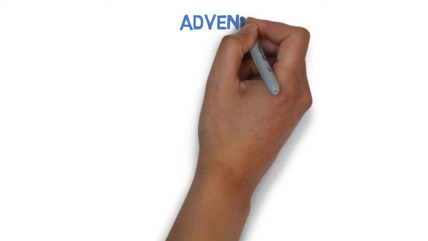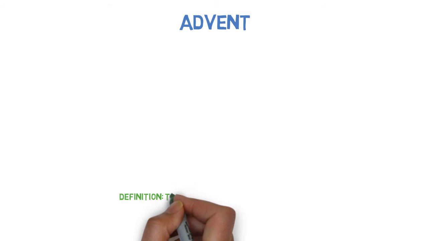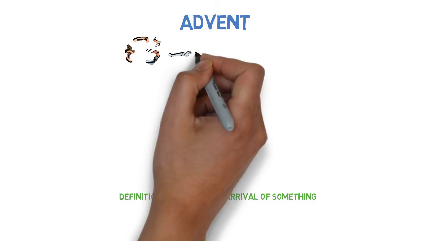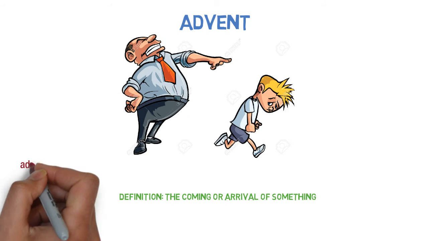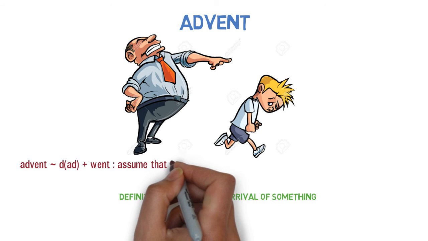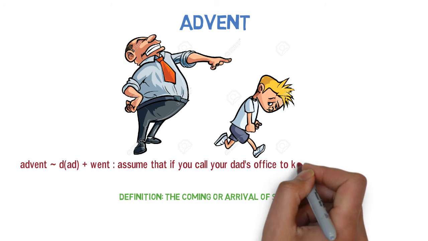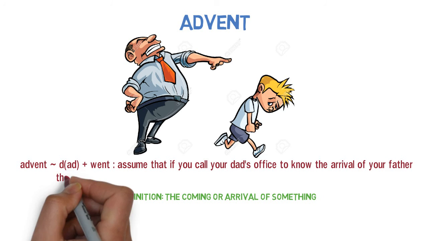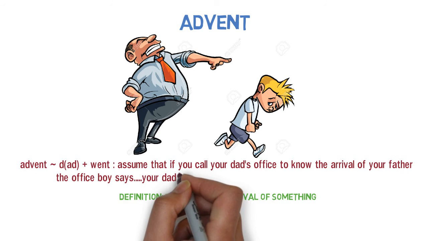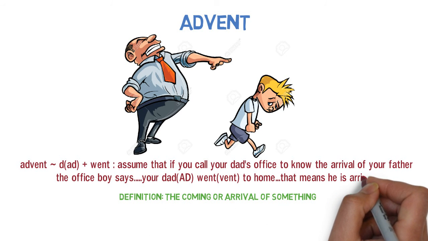Now advent. Definition of advent is the coming or arrival of something. Okay, and the mnemonic which we'll be using here is dad plus went. Okay, assume that you call your dad's office to know about the arrival of your father, and the office boy says your dad went home. That means he is arriving.